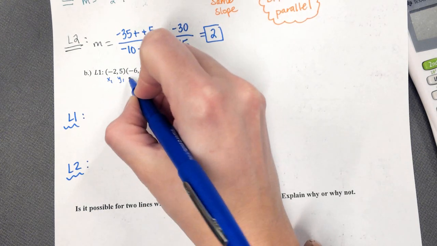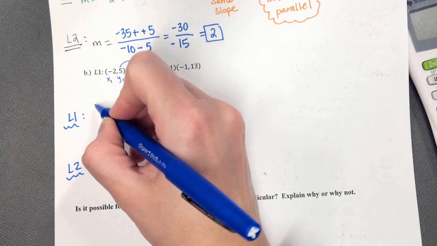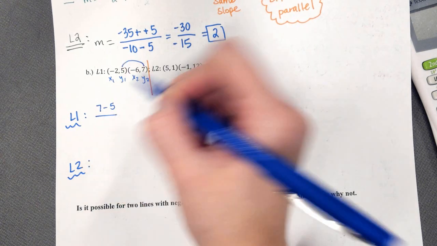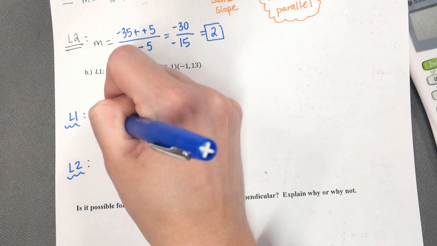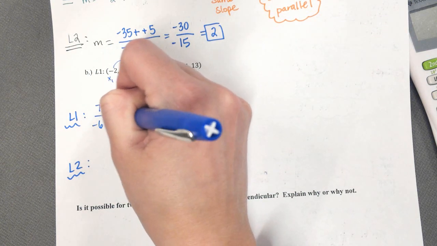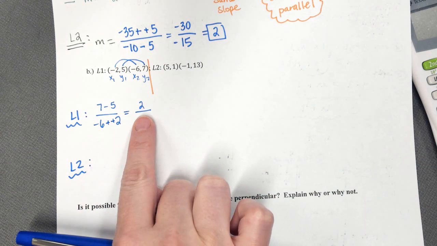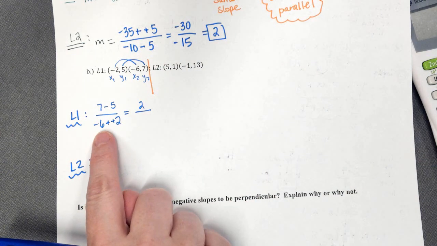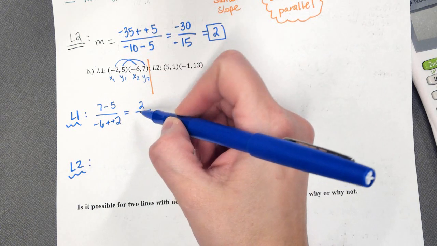Okay, so it's 7 minus 5 on the top, and then on the bottom you have negative 6 minus negative 2, so that has to turn to a plus. Okay, so you should end up with 2 on the top. Gabe, did you calculate that? What's negative 6 plus 2 going to be?